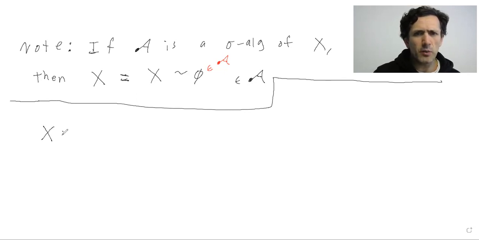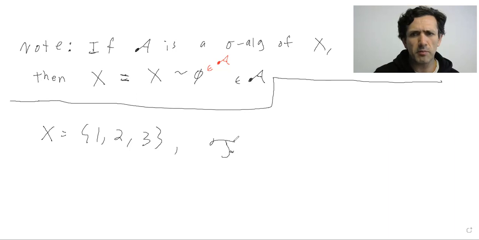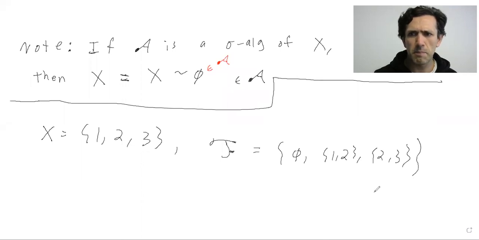So let's say here we have this example, X is {1, 2, 3}. And let's say in this example, F, remember last time F just denoted any collection of subsets of X, is the empty set, {1, 2}, and {2, 3}. Should have a bracket here. Okay, the question is, is this a sigma algebra, script F? The answer is no.